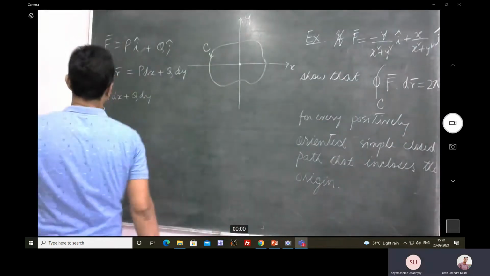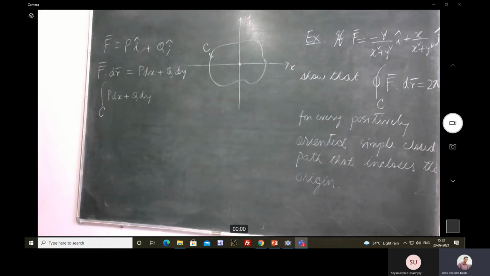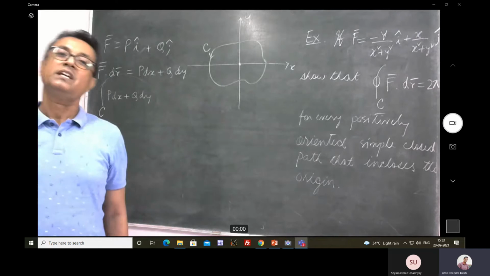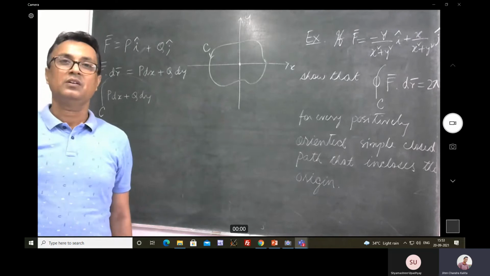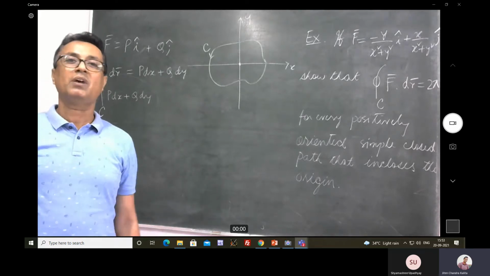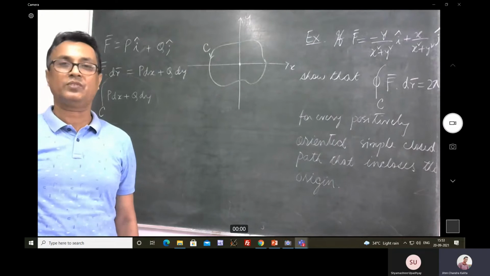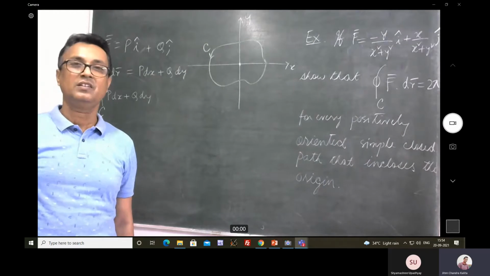Fine. So now, one thing you have to remember is that we haven't been given any region, because if I want to evaluate this line integral independent of Green's theorem, then we are not even worried about what region it encloses, isn't it? Is it okay?